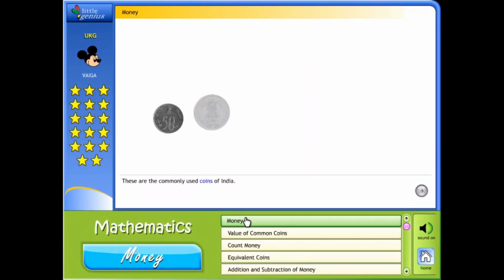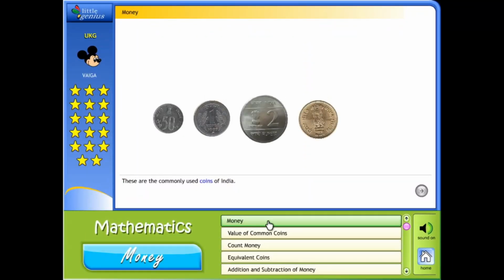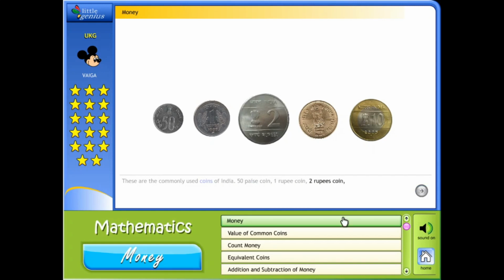Money. These are the commonly used coins of India. 50 paise coin. 1 rupees coin. 2 rupees coin.